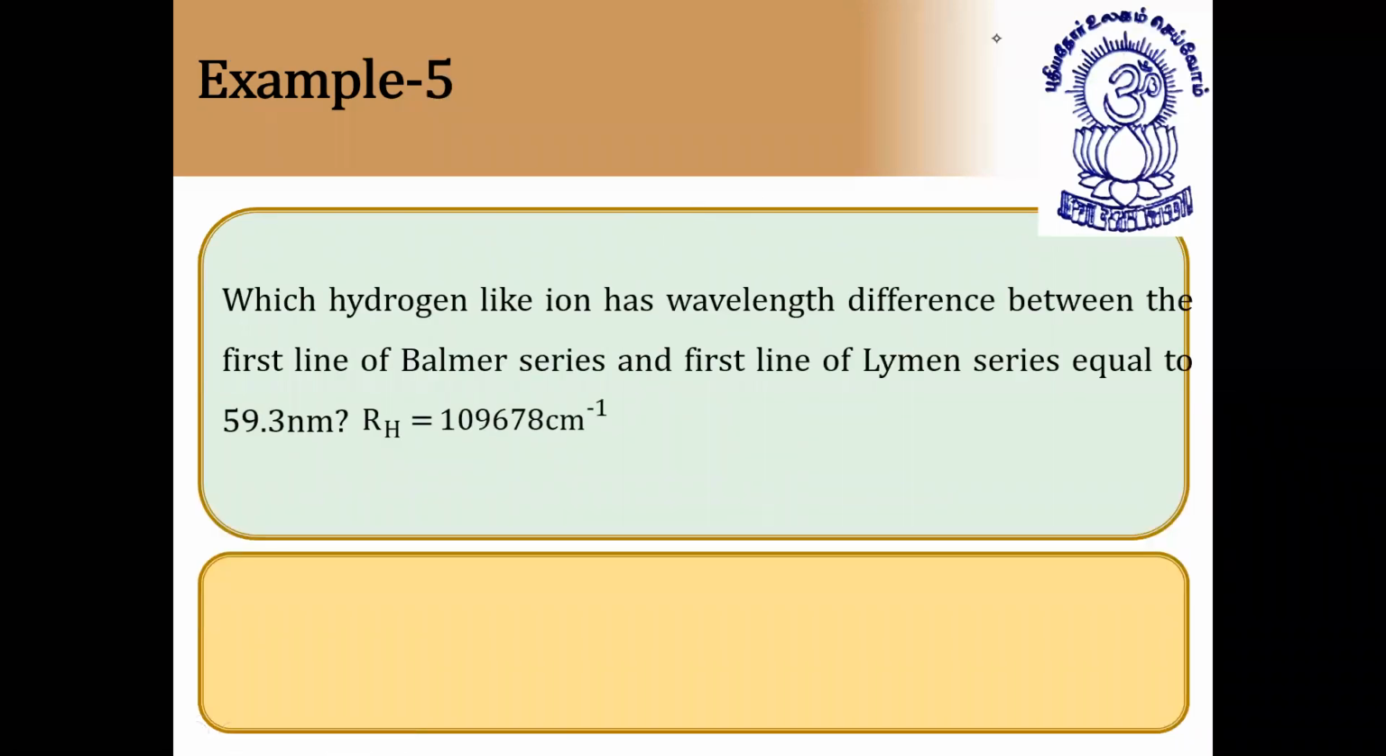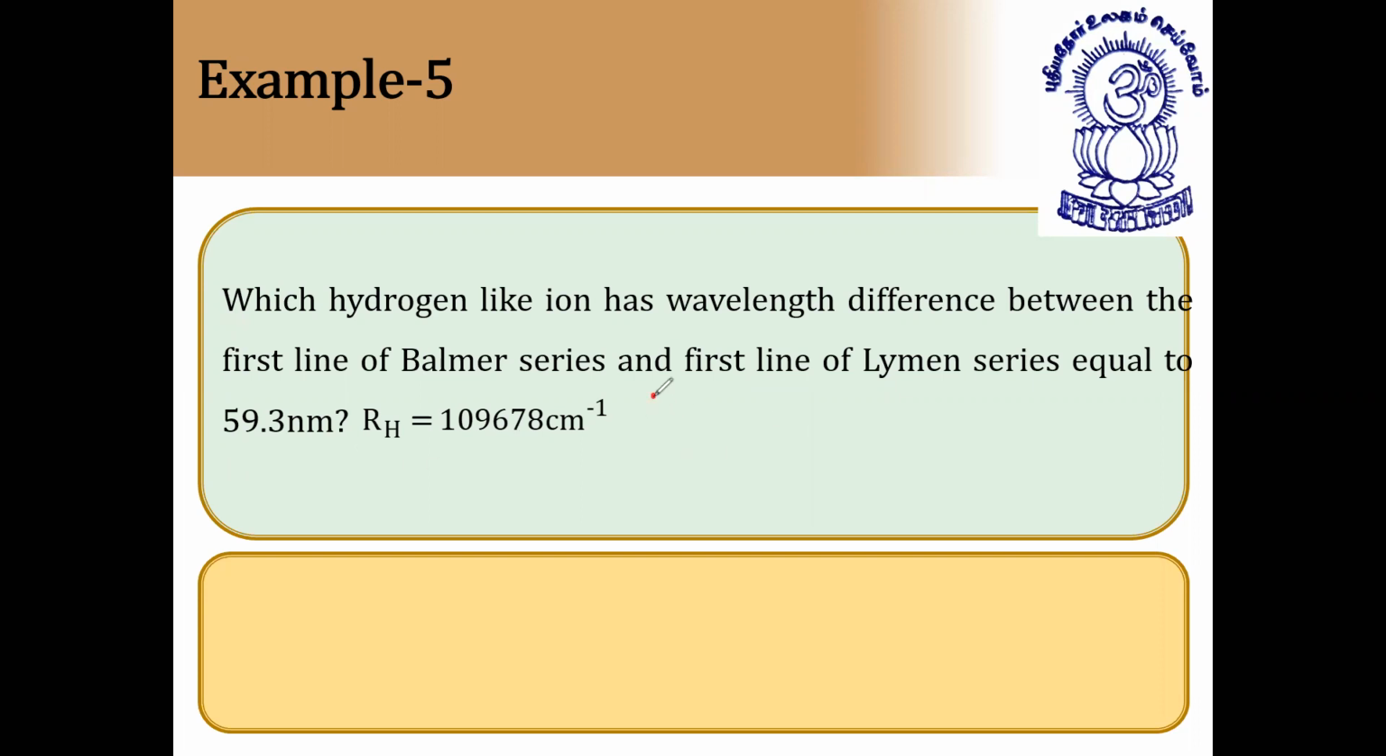Which hydrogen-like ion has a wavelength difference between the first line of Balmer series and the first line of Lyman series equal to 59.3 nanometers? Once again, I repeat the question. Which hydrogen-like ion has a wavelength difference between the first line of Balmer series and the first line of Lyman series equal to 59.3 nanometers? So for this case, we have to write Rydberg's equation again. Rydberg's value is also given.